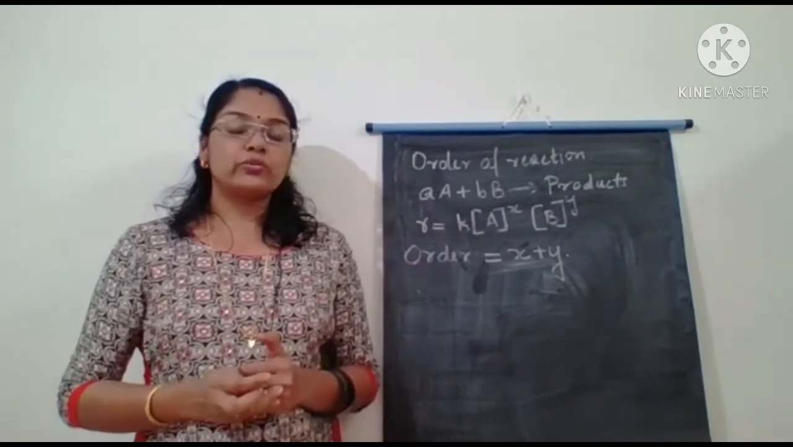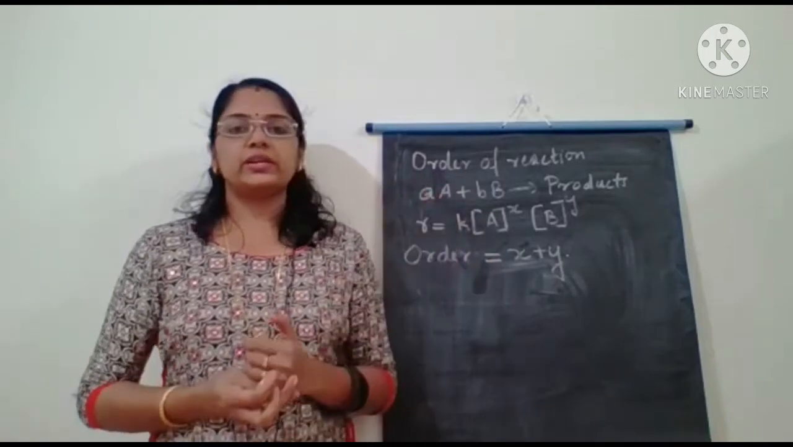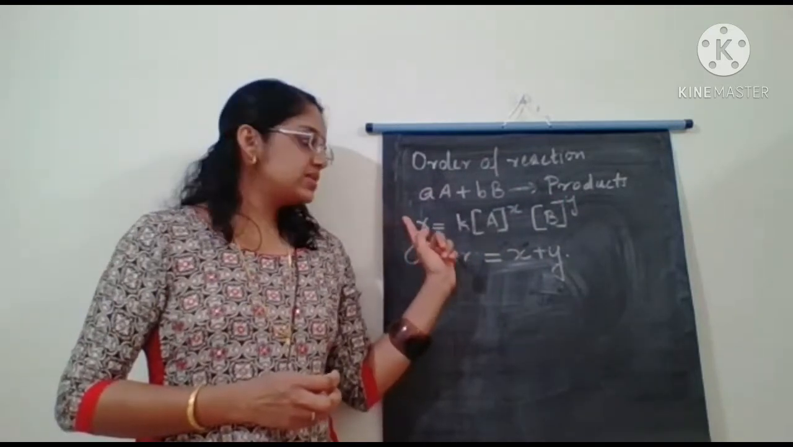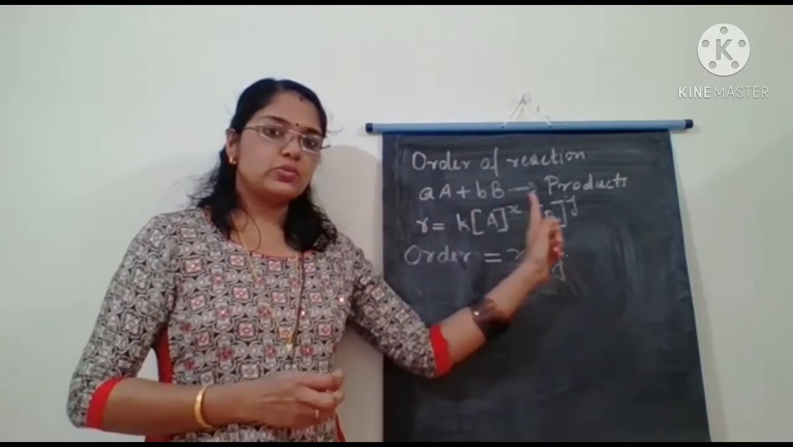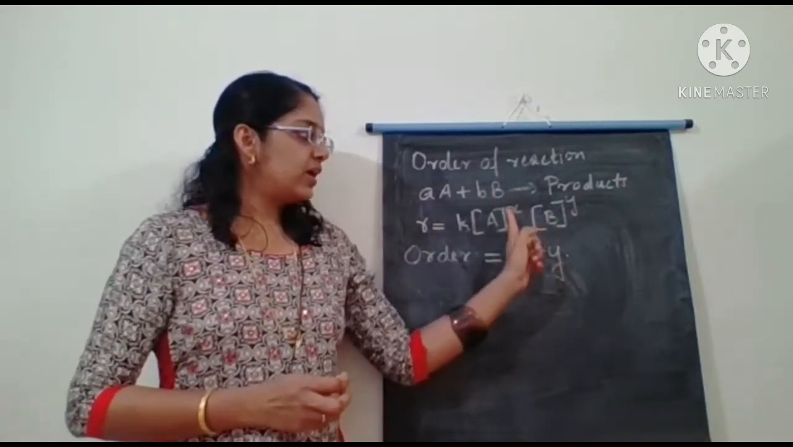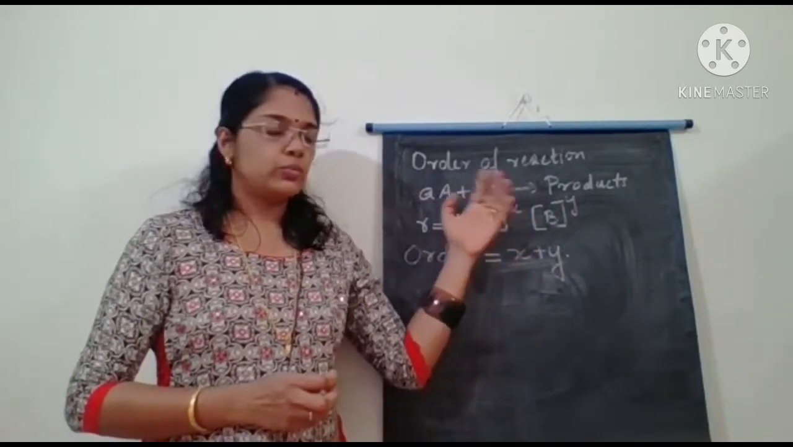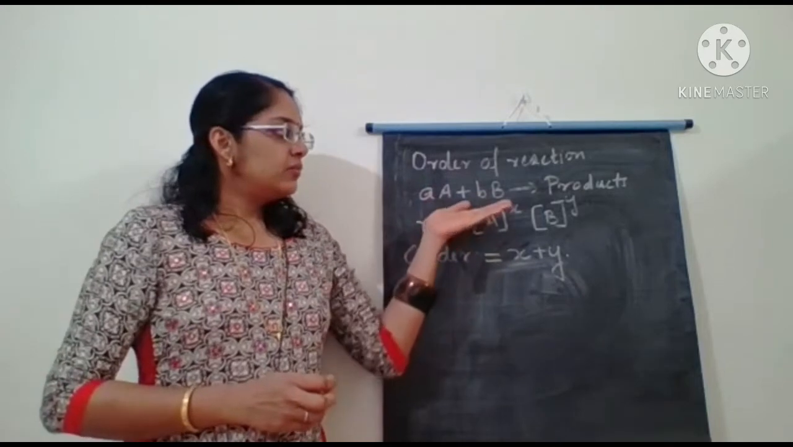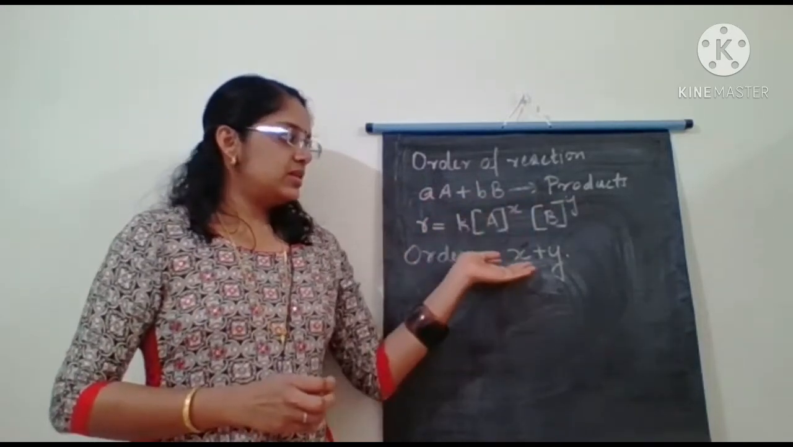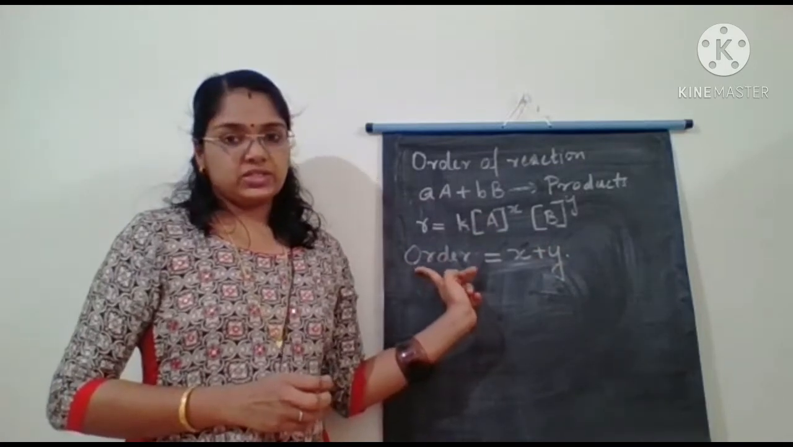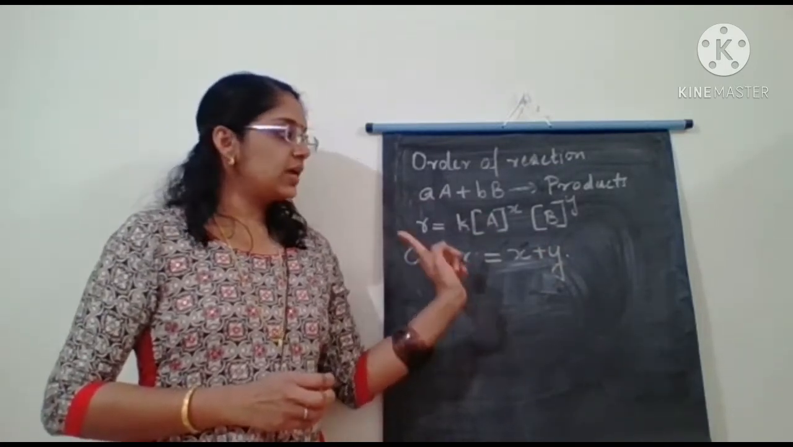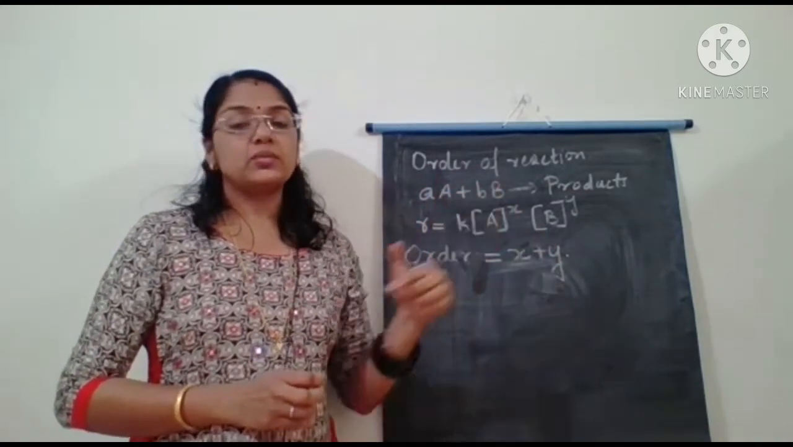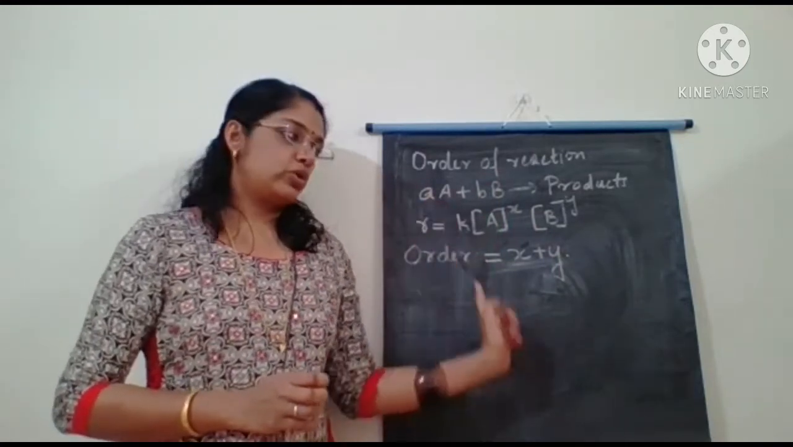Next, we can discuss the order of chemical reactions. Consider a hypothetical reaction aA plus bB gives the product. The general rate equation can be expressed as rate is equal to k into concentration of A raised to x into concentration of B raised to y. This x and y can be the same or different and do not depend upon the stoichiometry of the reaction. When we take the sum of these exponents, x plus y, we get the order of the reaction. That means the order of the reaction can be defined as the number of reactant molecules whose concentration changes and determines the rate of the reaction.